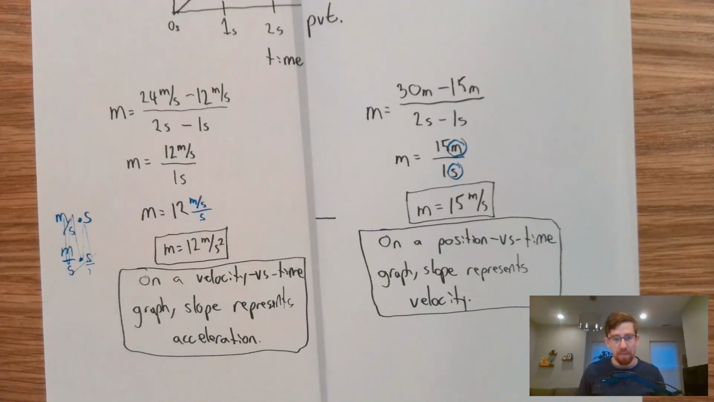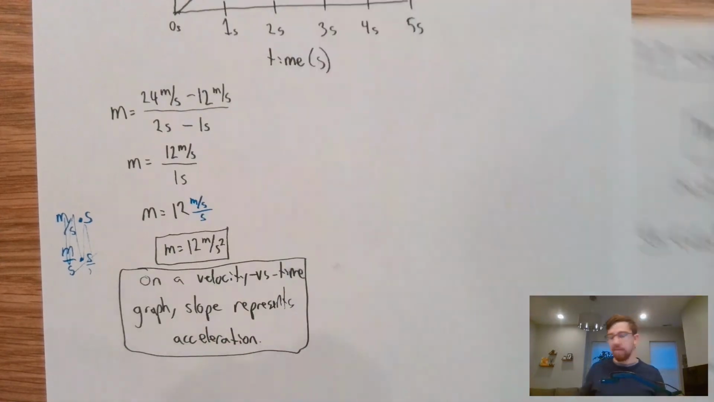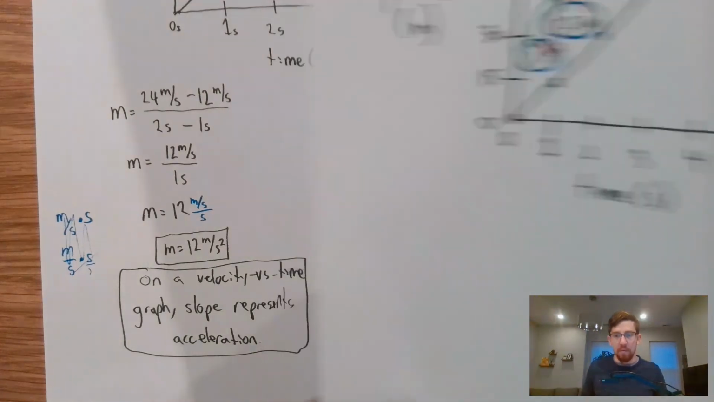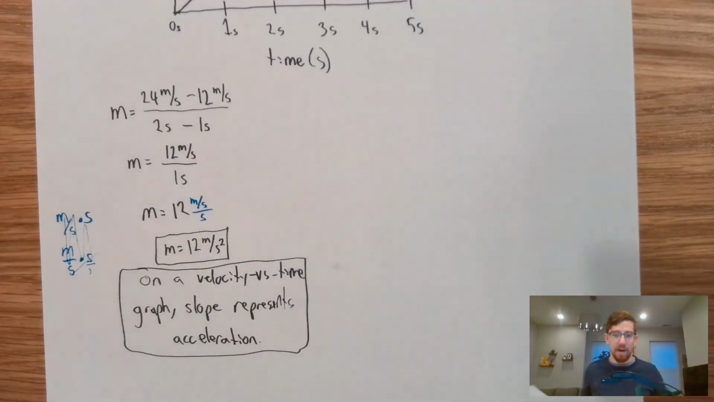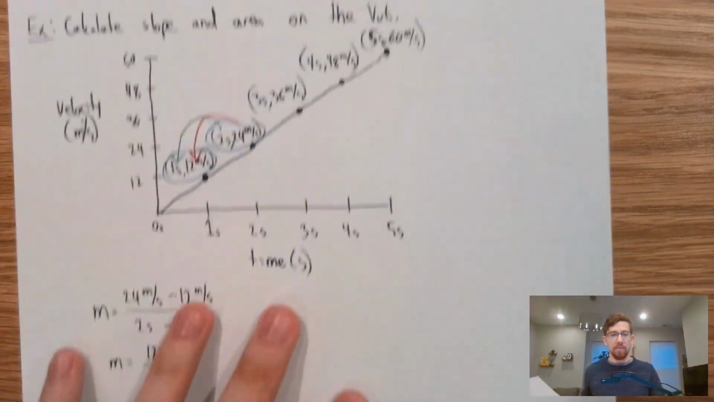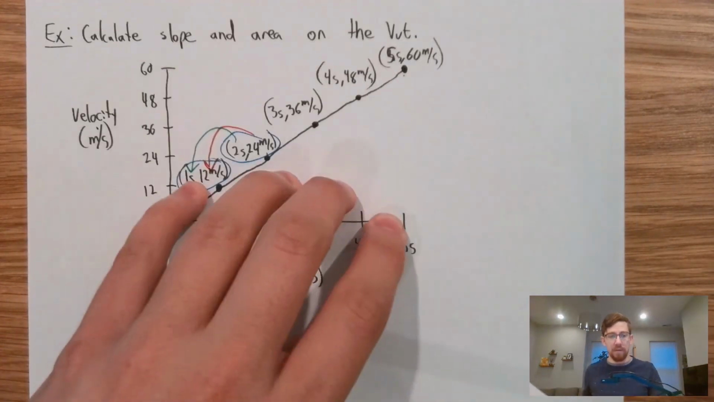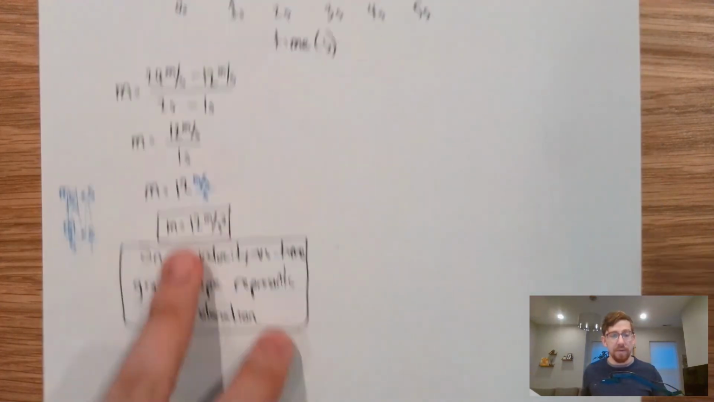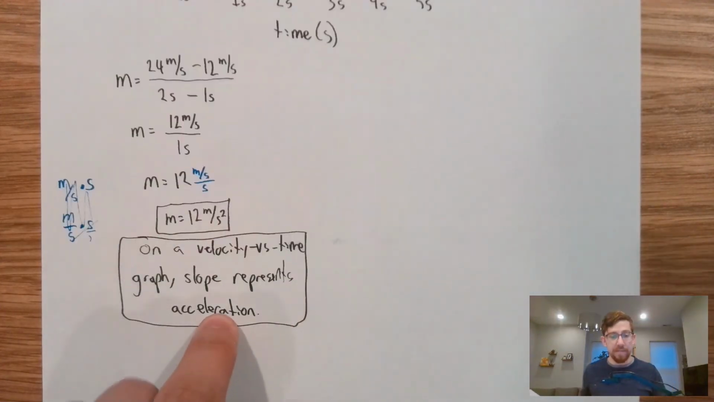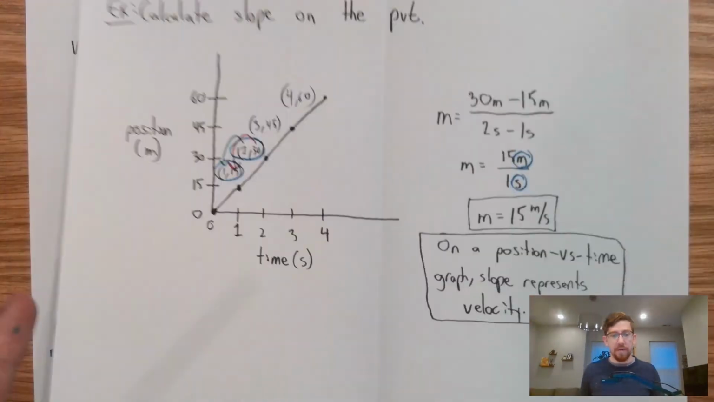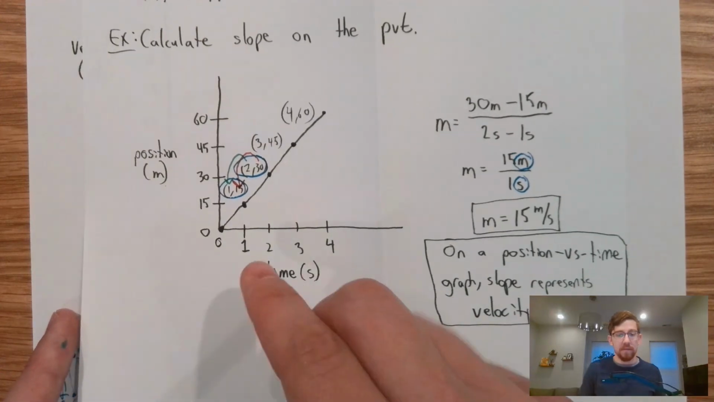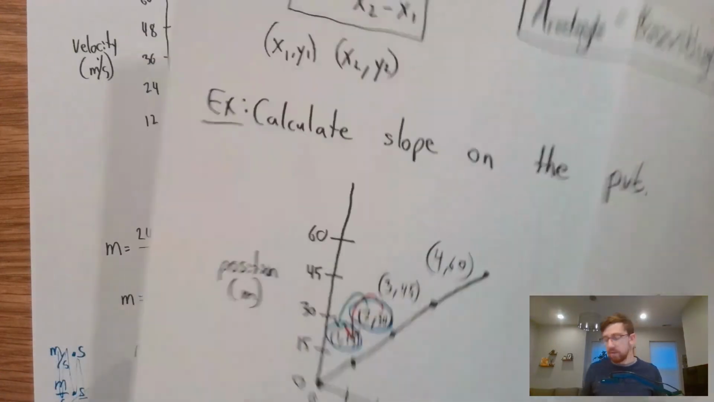So what you should be able to do is take a look at a graph and know what that slope represents. A good quiz question would be, what does slope represent on this graph? If I give you a graph that's velocity versus time and I say, what does slope represent? You should know that it represents acceleration. If I give you this type of graph and I say, what's the slope mean? You should know that the slope means velocity. So that's some things to memorize.